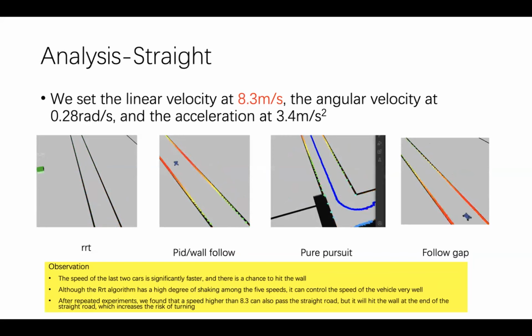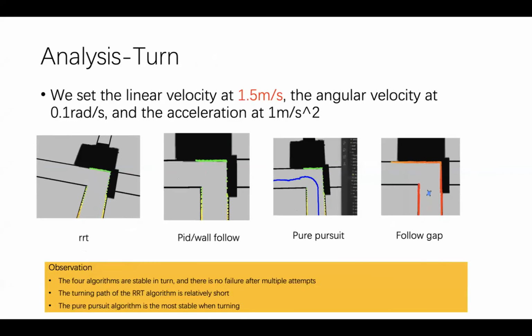After repeated experiments, we found that a speed higher than 8.3 will cause failure here, because for some of the algorithms the car will hit the wall at the end of the straight road, which increases the risk of turning. And this is what we illustrate when the car does the turning here.